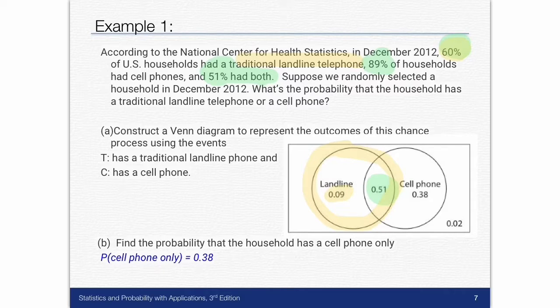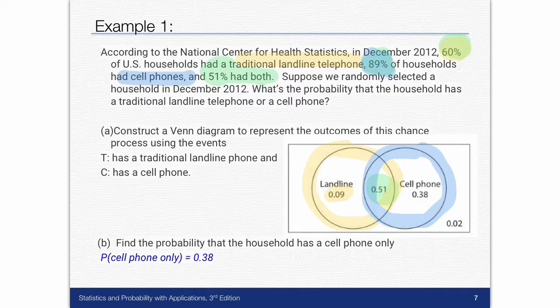Then I look at the next thing it tells me. 89% of the households had cell phones. That's this whole circle. Has to add up to 0.89. I already know the 0.51 is accounted for, so I take 0.89 and I subtract 0.51 and I get 0.38.